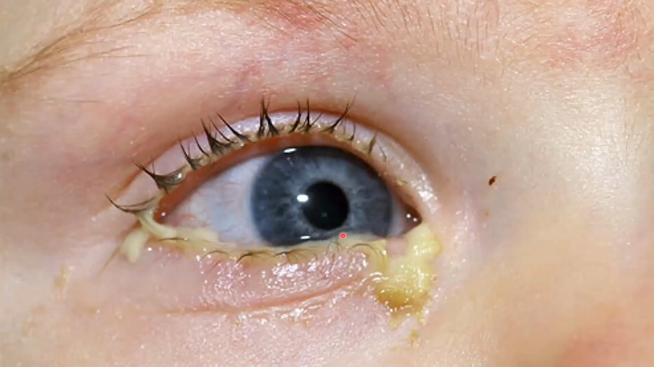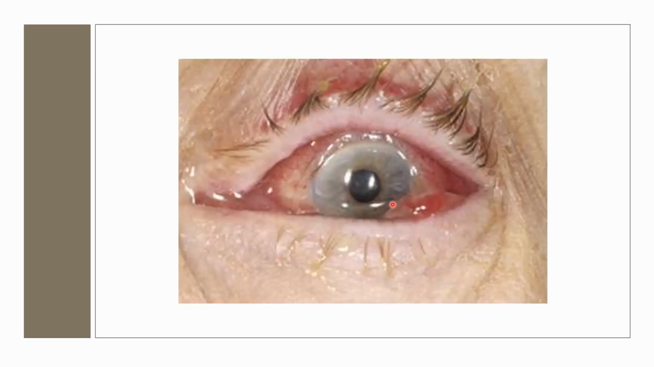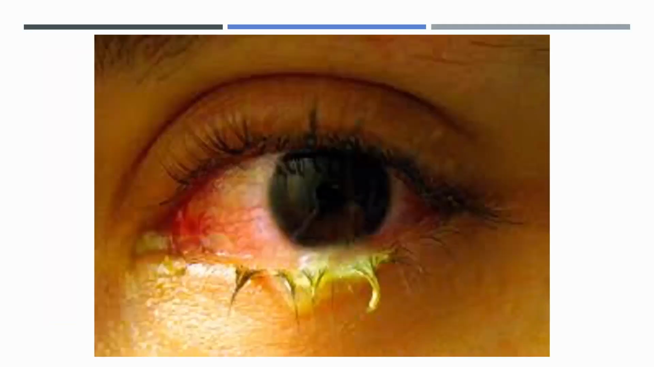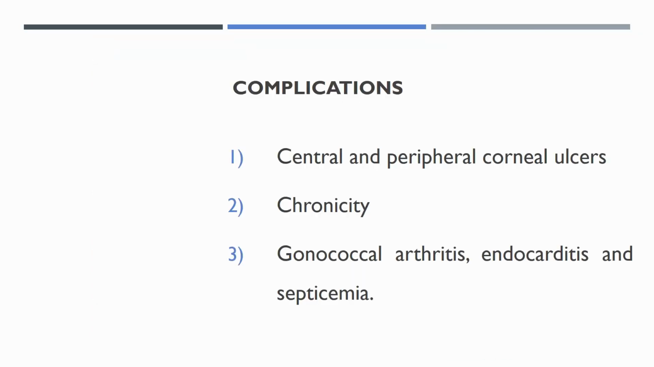And here is the sticky discharge coming out of the eye. There is more conjunctival chemosis and more lid edema, and we can see the eyelashes stuck together. There is more discharge and sticking of the upper and lower eyelids. More and more discharge. What are the complications of purulent conjunctivitis?